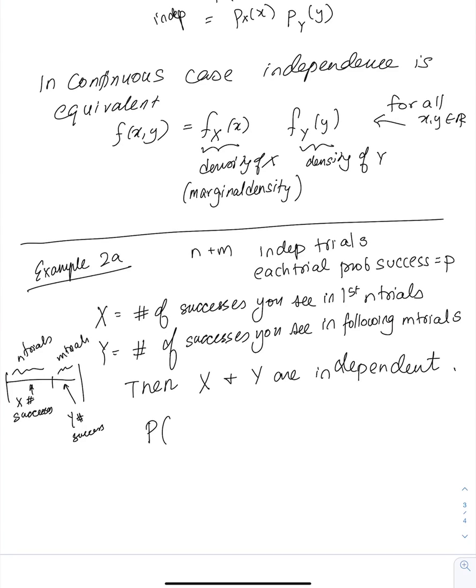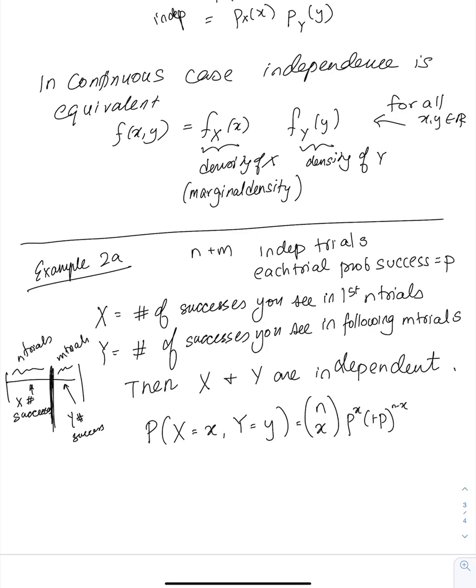So the probability that X equals x and Y equals y, where X and Y are both discrete random variables, so we look at the probability mass function. The probability X equals x intersect Y equals y. What is that? Well, you want x successes in the first n trials. That's just binomial. So n choose x, p to the x, 1 minus p to the n minus x. It doesn't matter what happens later. You're just counting the number of successes, and you stop there.